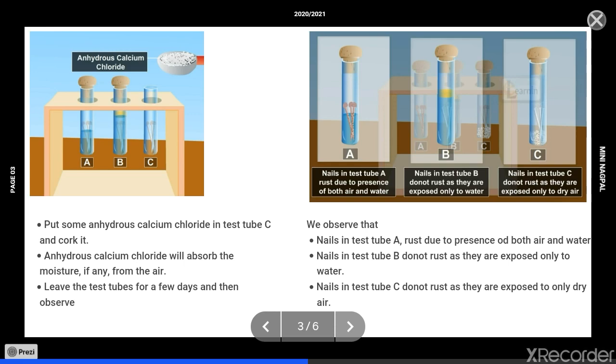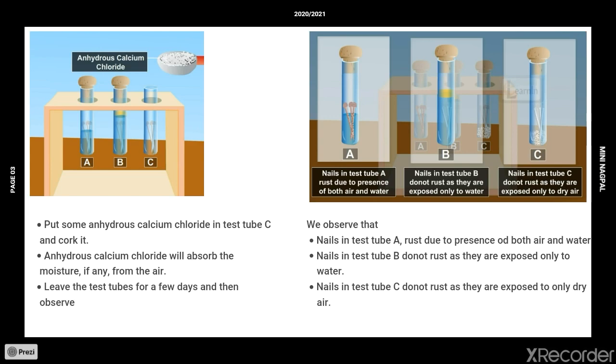Now we leave this arrangement for a few days, and after a few days we see that in test tube A the iron nail has got rusted, whereas in B the iron nail has not got rusted. Even in C the iron nail is not rusted. Now the reason for this is that in test tube A the iron nail is exposed to moisture, and oxygen is present over there as well. So rust is formed when moisture and oxygen both are present.